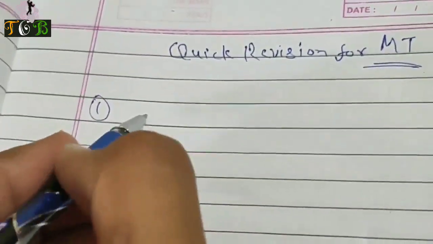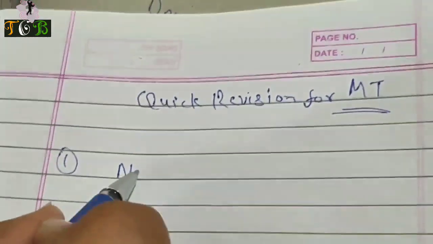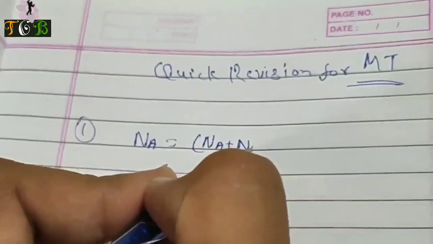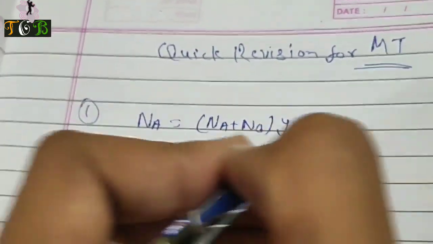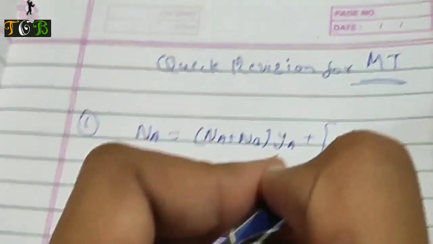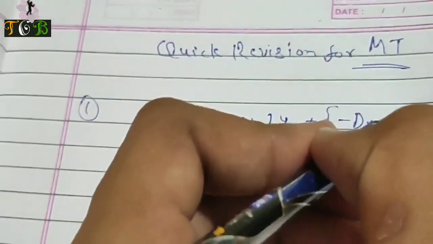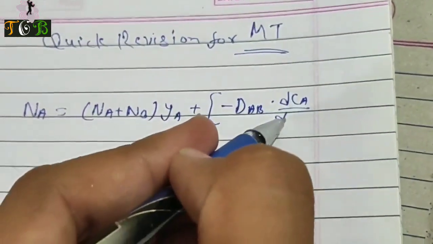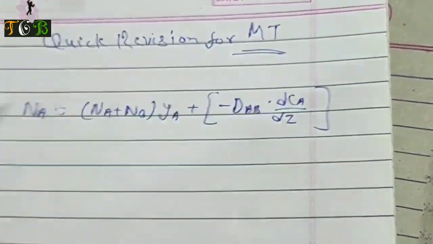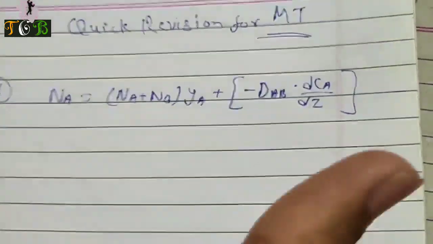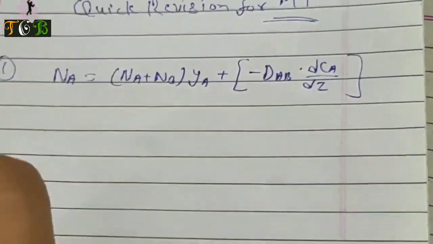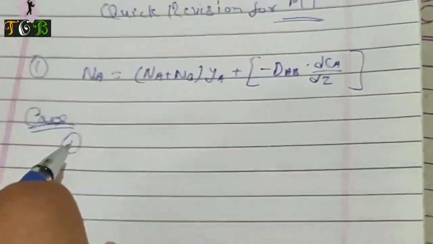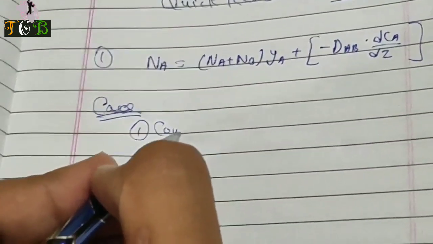First of all, the basic equation you need to remember is Na equal to (Na plus Nb) into Ya, minus Dab into dCa by dz. This is the equation you need to remember every time. There will be cases of the solution. The first case we are going to take is the counter current.